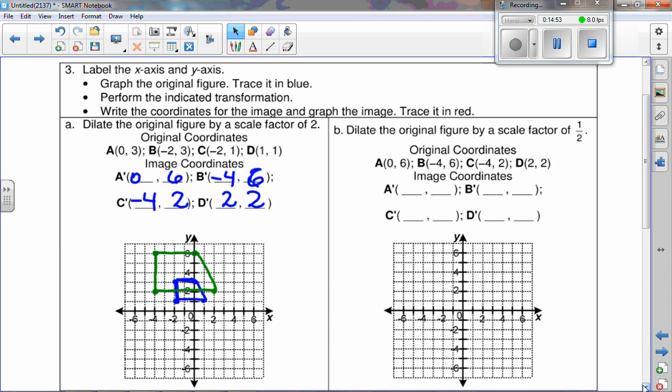Now you're going to do B and C on your own, and tonight you will also have a video homework to watch at home instead of in class. So I hope that you get that done.